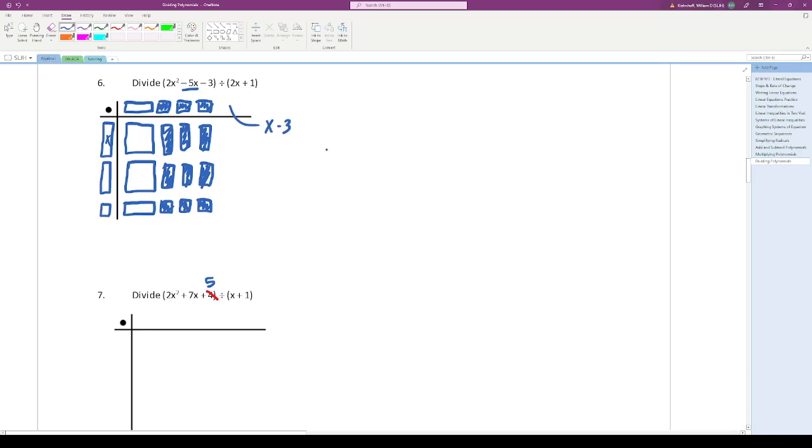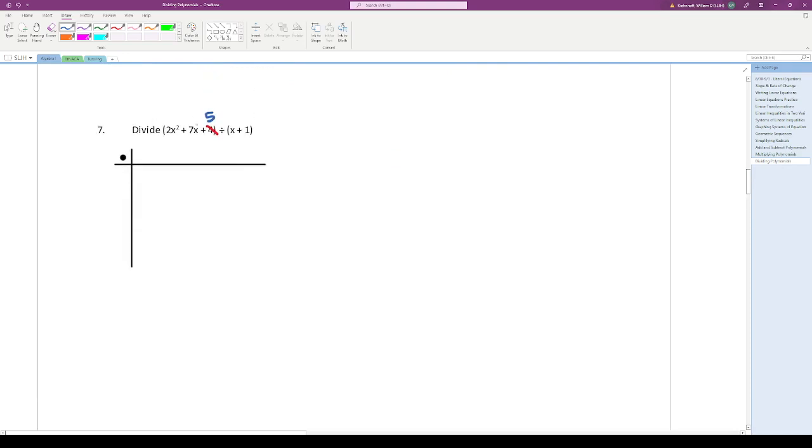And to check it, we'll do x minus 3 times 2x plus 1 and find that that equals 2x squared minus 5x minus 3. You can do that check using either the area model or the double distribution model that we talked about in the last section.